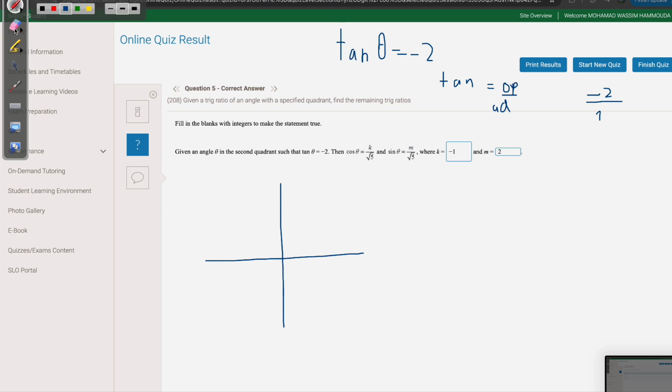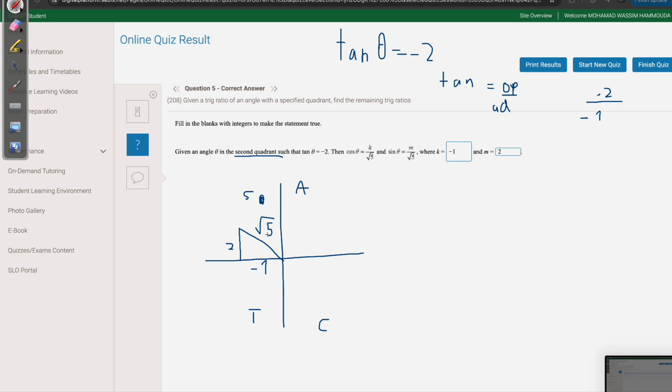So the opposite should be negative 2 and the adjacent should be 1, or it could be the other way around, but they said that we are in the second quadrant, so all students take calculus. Since we're in the second quadrant, which is here, that means the opposite is positive, so the adjacent is the one that's negative. So it's 2 over negative 1. Now let's draw this. The opposite is vertical, adjacent is horizontal. So here we have negative 1 and 2. How do we get the hypotenuse, you may ask? We just do the Pythagorean theorem and we get the hypotenuse to be radical 5.